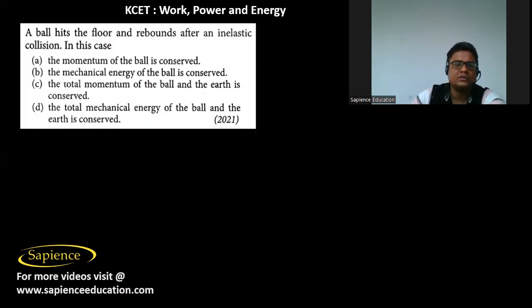Then here it is told a ball hits the floor and rebounds after an inelastic collision. In this case, the momentum of the ball is conserved, the mechanical energy of the ball is conserved, total momentum of the ball and the earth is conserved, the total mechanical energy of the ball and the earth is conserved. Okay.